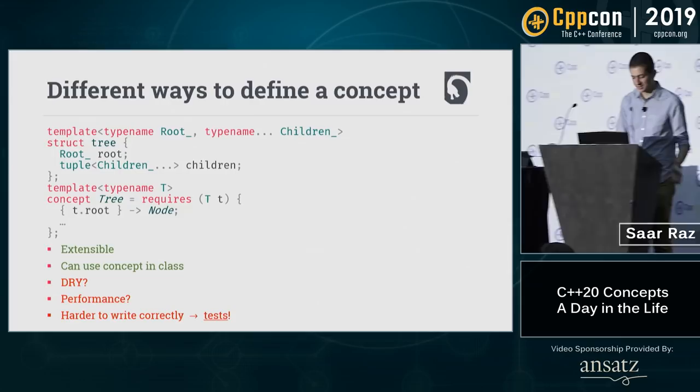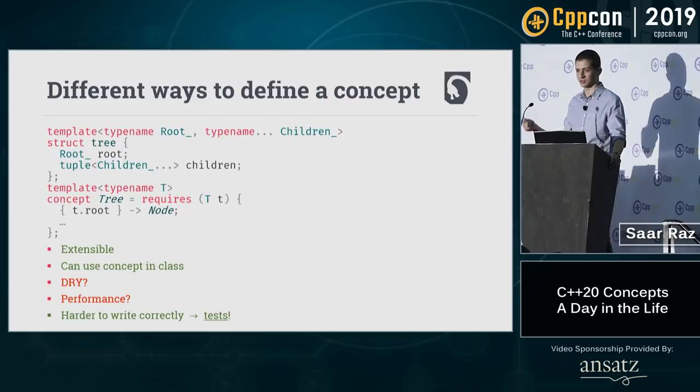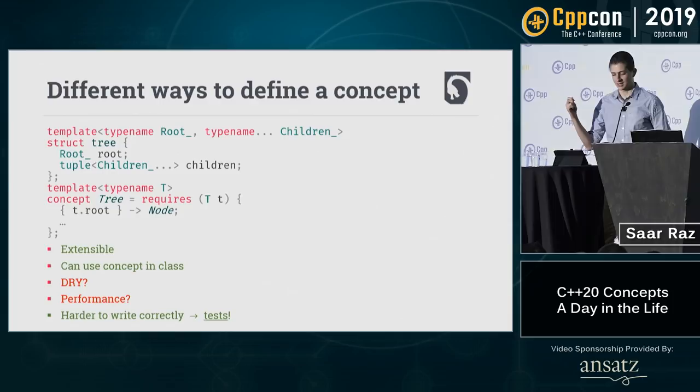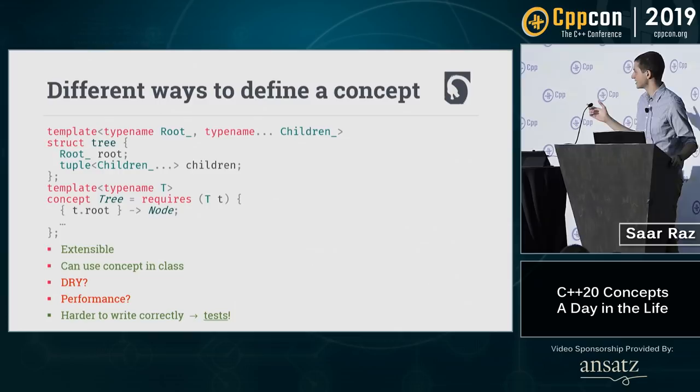But this is actually quite an upside as well. It forces you to actually think about the interface your class is exporting and define it in a very concise and definitive way, and define the semantics of it. And also, concepts are code. And being code, they can be tested. So let's see how we can test our tree concept and expand it a little bit.